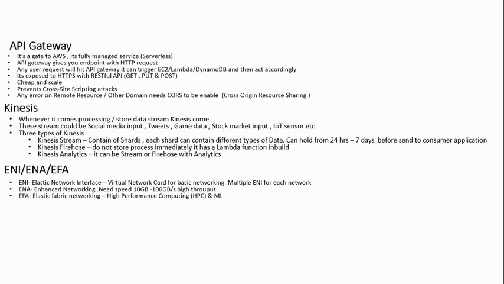Understand this ENI, ENA, EFA. ENI, Elastic Network Interface, comes with your EC2 instance. We have seen it when we configured the EC2 instance at the beginning. Each network has one ENI card. ENA, Enhanced Networking, is for high throughput networks, 10 gigabits per second to 100 gigabits per second. And EFA, Elastic Fabric Adapter, is for high performance, mostly high performance computing or machine learning kinds of workloads. So that's what we cover here.